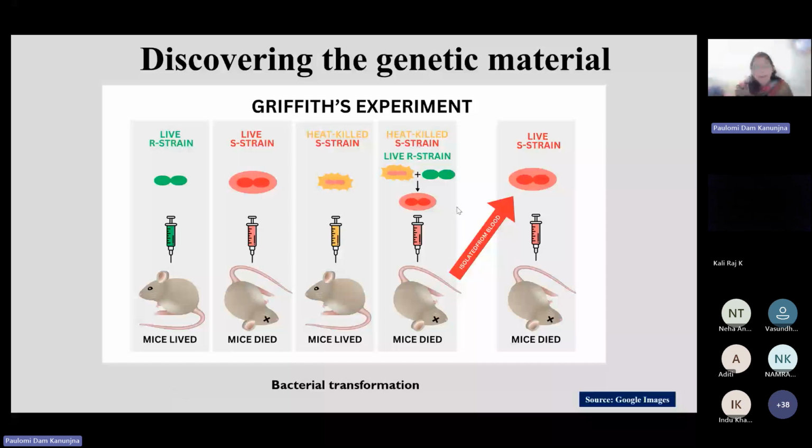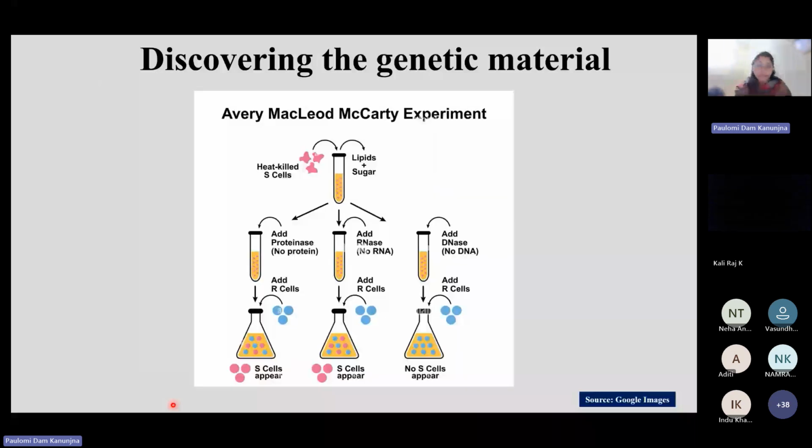What happened after that was followed by this experiment, which was conducted by Avery, MacLeod, and McCarty. Now, what did these people do? They wanted to identify the chemical nature of this transforming molecule, right? So they took the extracts from heat-killed S strain and treated them with protease, RNase, and DNase.